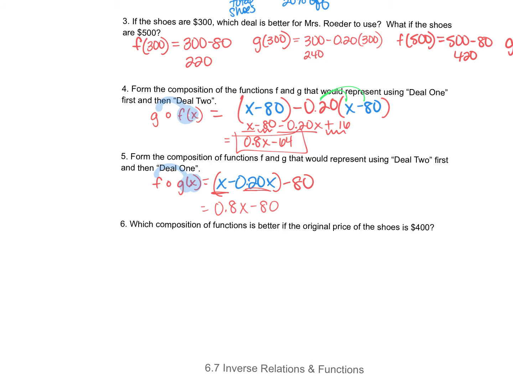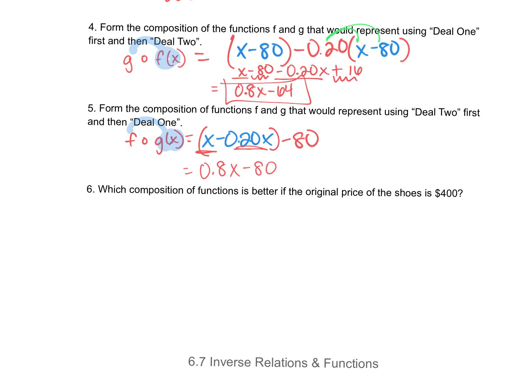Okay, which composition of functions is better if the original price of the shoes is 400? So how you do this is you plug it into both. So let's write it mathematically. I know it's weird, but it's good for you to get used to. So we'll do g of f of 400. Yep, I know that looks a little weird, but we're going to be plugging in 400 for the x in that equation. So that would be 0.8 times, I'm going to plug in 400 because that's what they want us to do, minus 64.